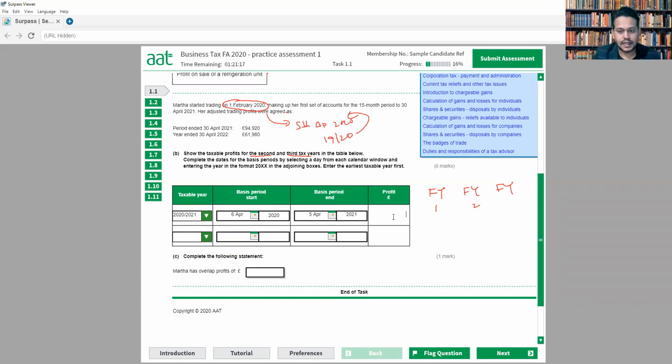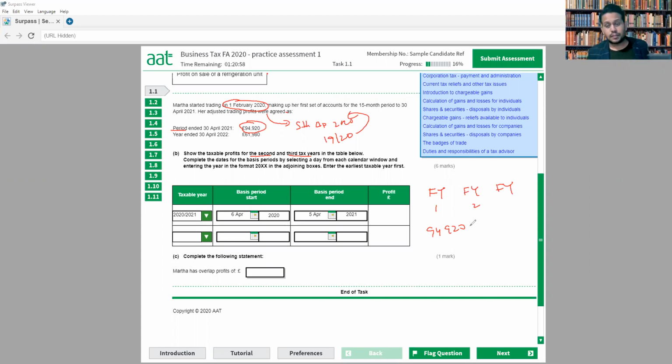And here we need to see how much will be the profit. Now let's have a look. The profit we have for the period of 15 months. So for the 15 months is 94,920. So we have to find the profit for 12 months, isn't it? So let's try to find that.